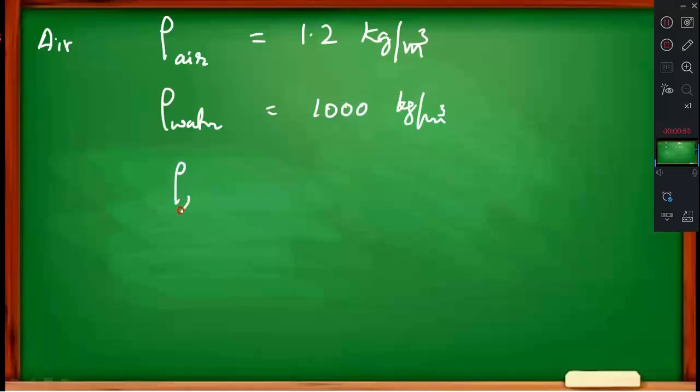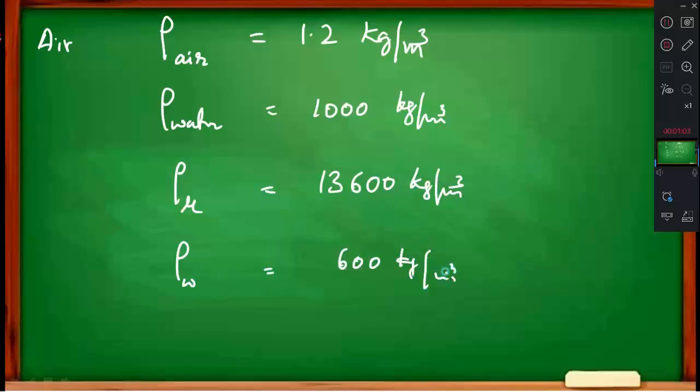Density of mercury, 13,600 kg per meter cube. You should remember them. Density of wood, 600 kg per meter cube. Some examples.